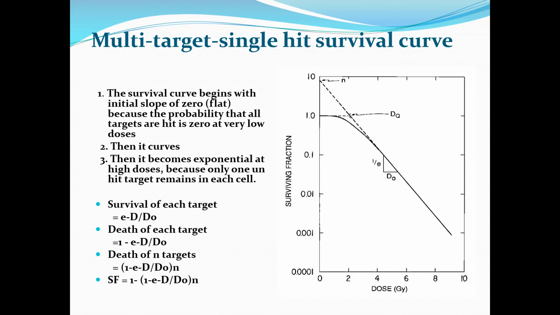Multi-target single hit survival curve. The survival curve begins with initial slope 0 because the probability that all targets are hit is 0 at very low dose. Then it curves, then it becomes exponential at high doses because only one hit target remains in each cell. So survival of each target is given by e raised to minus D by D0. Death of each target will obviously be 1 minus e raised to minus D by D0.